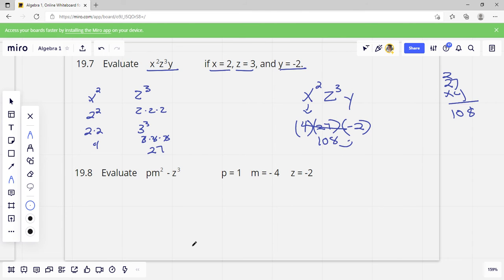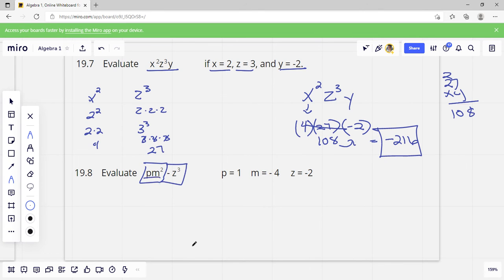And then I need that times negative 2, which would be negative 216. Yep, negative 216. That's the correct answer. All right, let's try that here. So this one, we've got two different terms.